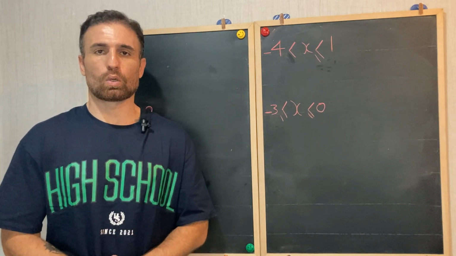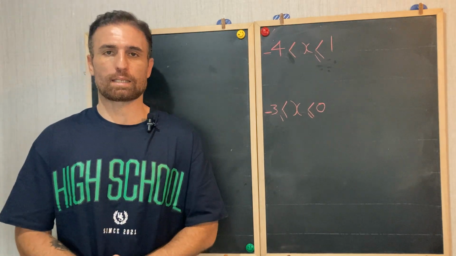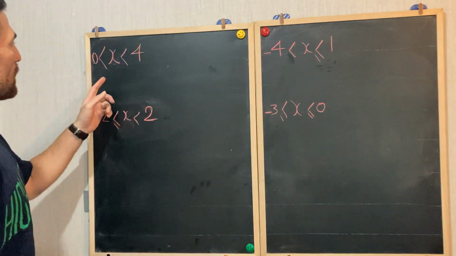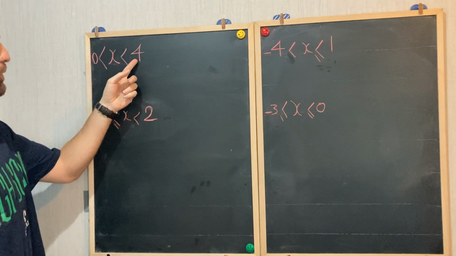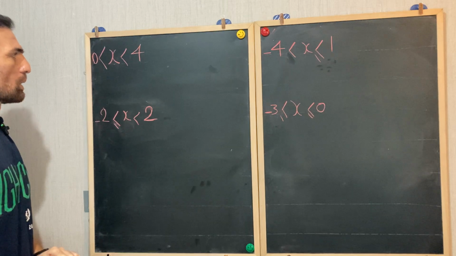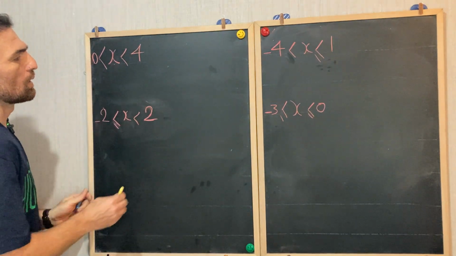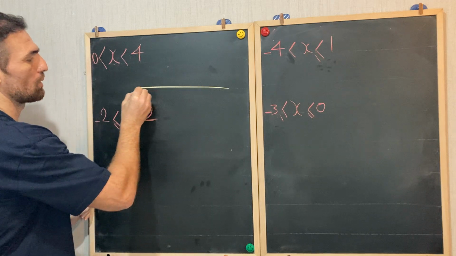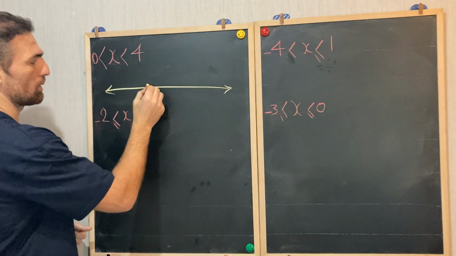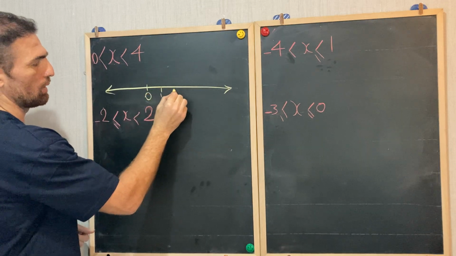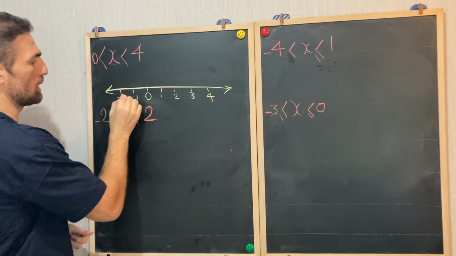In this lesson, we are going to continue graphing inequalities on a number line. So let's start with an example. The first one says x is greater than 0 and x is less than 4. To graph this inequality on a number line, the first step, we need a number line. So we graph a number line and show numbers on this number line: 0, 1, 2, 3, 4, -1, -2.